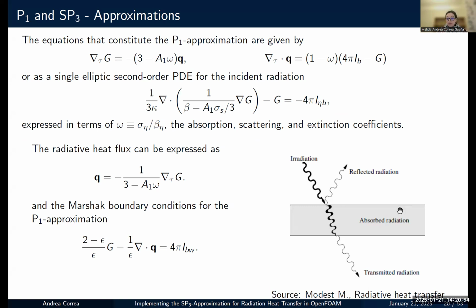Here we have the graphs, and we can see the behavior of the radiation incident on the surface, and the possible behavior of the wavelengths, whether it is reflected, absorbed by the surface, or possibly transmitted.